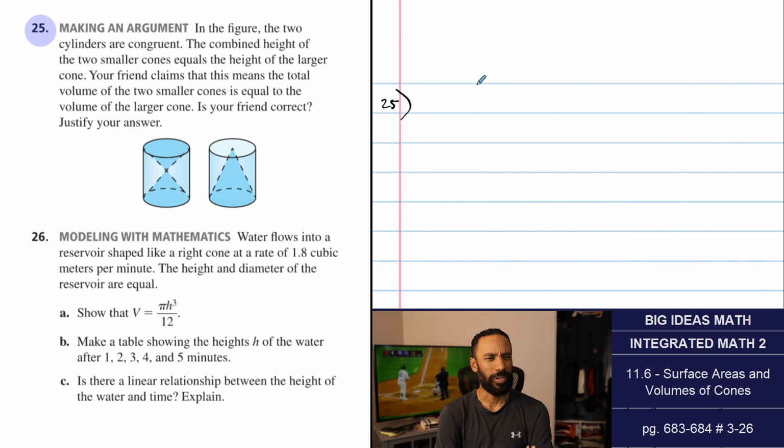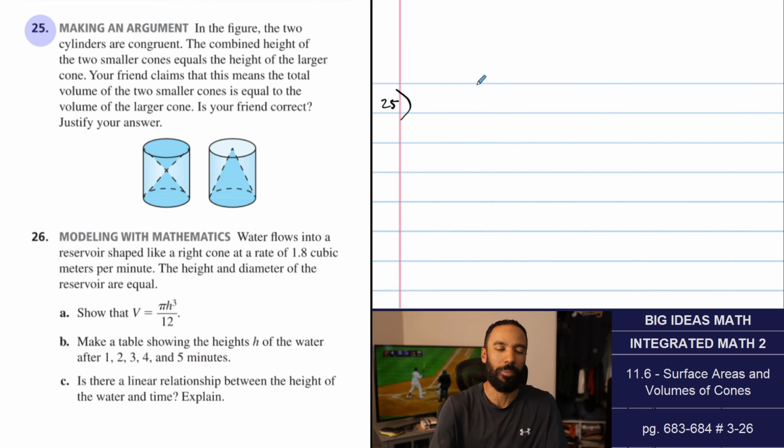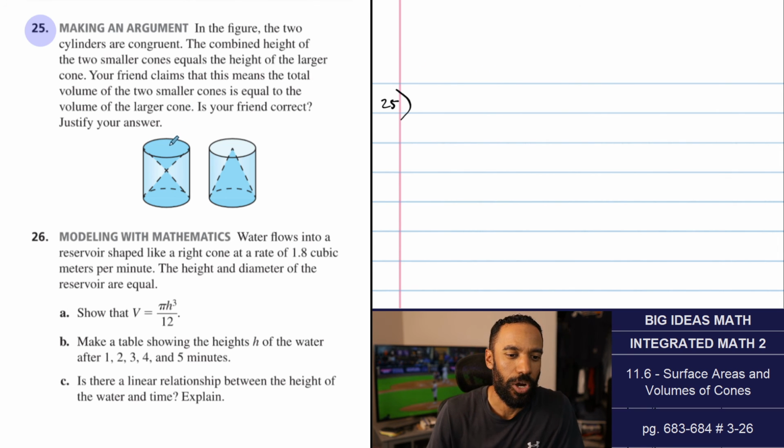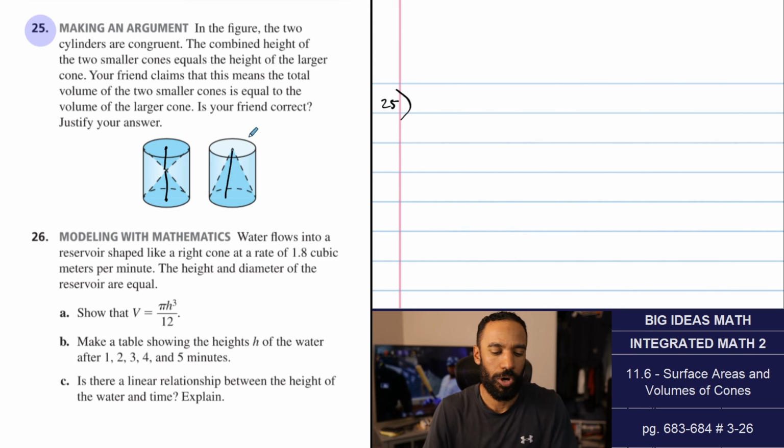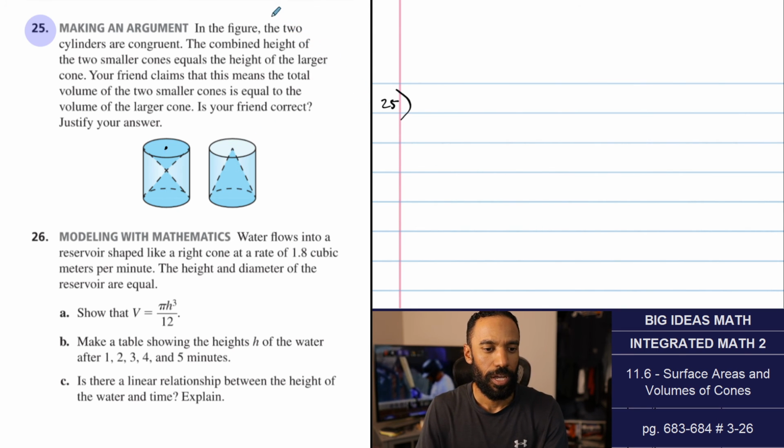Well, yeah. What? The combined height. I thought they said the combined volume. I'm sorry. I totally misread that. So, okay, the combined height, your friend should still be correct. So when you add these two things up, it equals the height of the whole thing, right? So I think your friend's good.